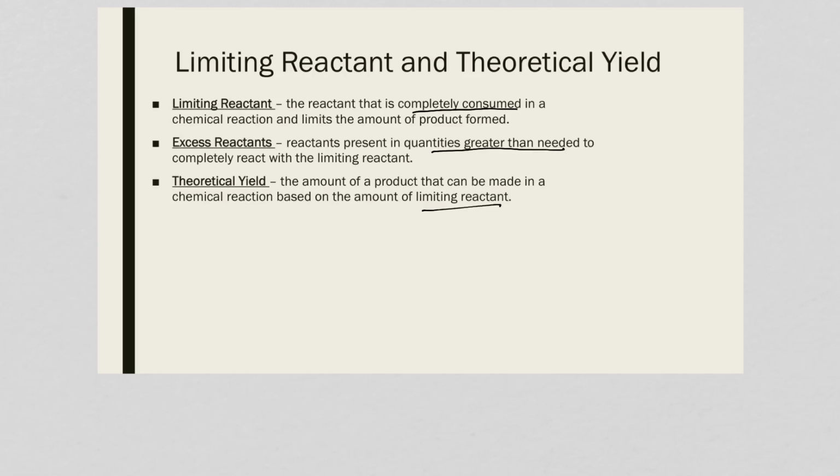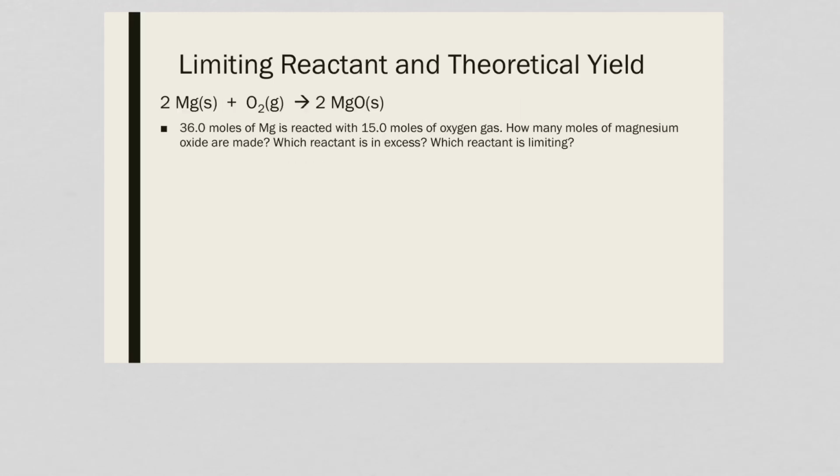So now let's jump right in and do some math. So let's take our reaction here between magnesium and oxygen. So our balanced equation says that 2 moles of magnesium will react with 1 mole of oxygen gas to form 2 moles of magnesium oxide. So in our problem, we're told that 36 moles of magnesium react with 15 moles of oxygen gas, and we want to figure out how many moles of magnesium oxide are made.